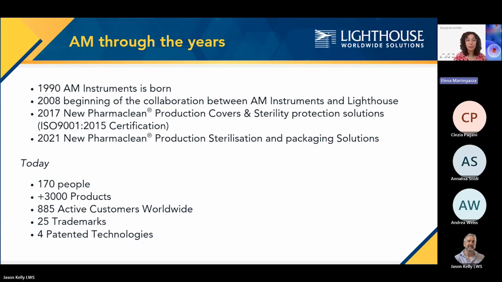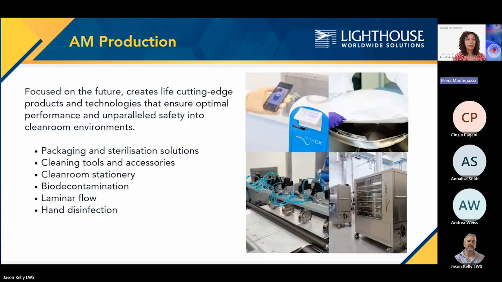Today, AM consists of 170 people, we have more than 3,000 products and approximately 880 active customers worldwide. We have 24 trademarks and 4 patented technologies. And in the next 3 slides, I'd like to give an overview of the 3 different divisions that I have just mentioned. So the first one is AM production.